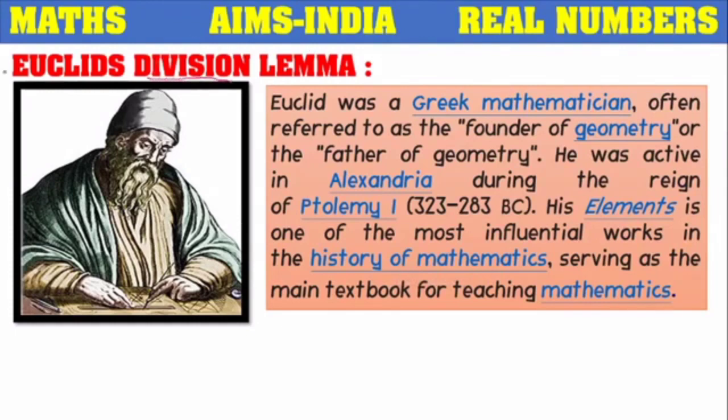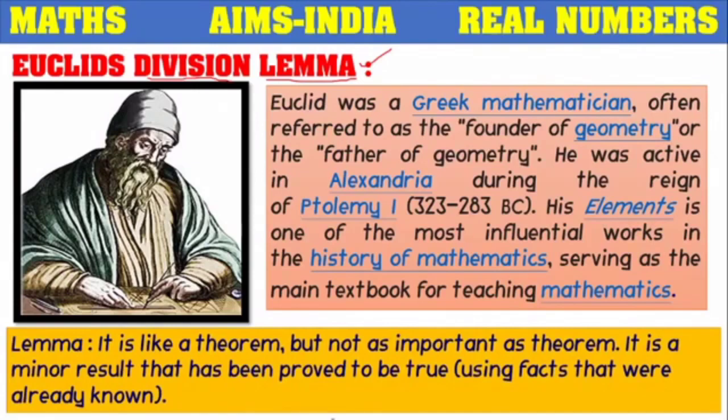Regarding division, this Euclid has proposed a theorem that is called Euclid's division lemma. Here, lemma means it is like a theorem, but not as important as a theorem. It is considered a small theorem, or a minor result that has been proved to be true using facts that were already known. So this mathematician Euclid, based on division, has proposed a small theorem, and that is called Euclid's division lemma.